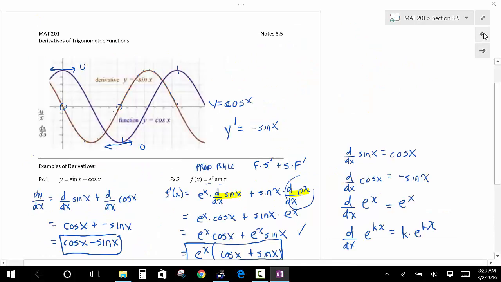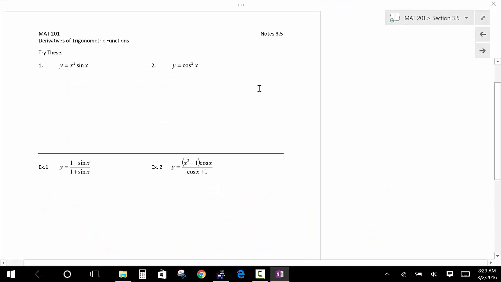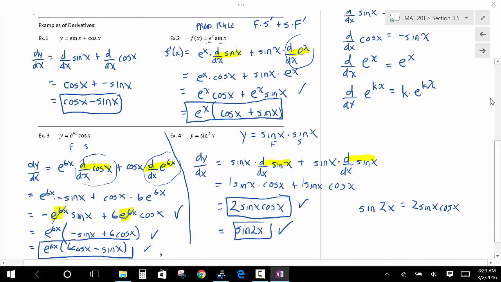Okay, any questions about any of that? Okay, I'm going to let you guys work on just the next two. I'll put this back up here if any of you need to copy that down. But go to the next page and take a few minutes to work out the next two. See if you can do that.